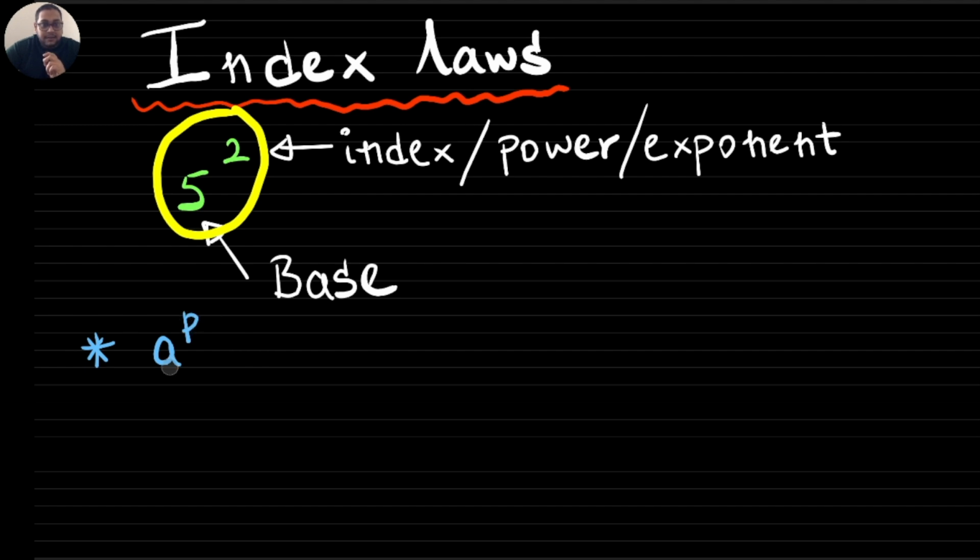I would now multiply a to the power of p with a different index. Base would stay the same, and I'm going to change the power to q. We can simplify this because we have the same base with multiplication in between. Your result would be a to the power of p plus q. This is known as the multiplication law.